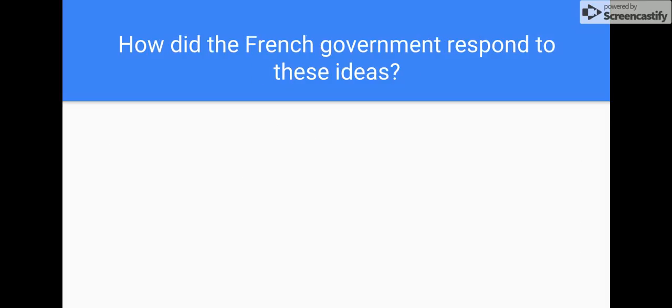How did the French government respond to these ideas? So you have these ideas of everyone being equal and free coming through. How would the government respond? Remember, they're in an absolute monarchy right now. The king has all of the power.